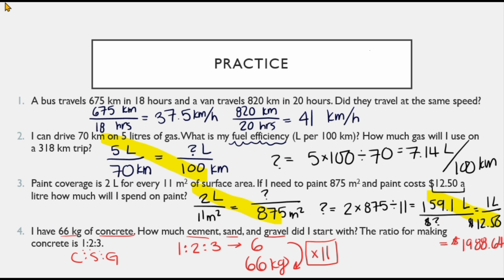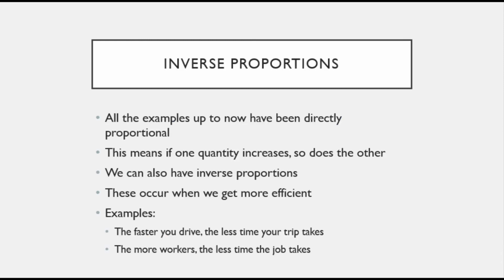If I want to find out how much cement, sand, and gravel I need, I just take each of the quantities or the ratios, parts, and multiply by 11. So I'll need 11 kilograms of cement, 22 kilograms of sand, and 33 kilograms of gravel. And you'll notice that if you do 11 plus 22 plus 33, it adds up to 66. We talked about scale factors in class, but I think you're going to hit that in a drafting course. So I'm going to walk away from it and move on to inverse proportions.